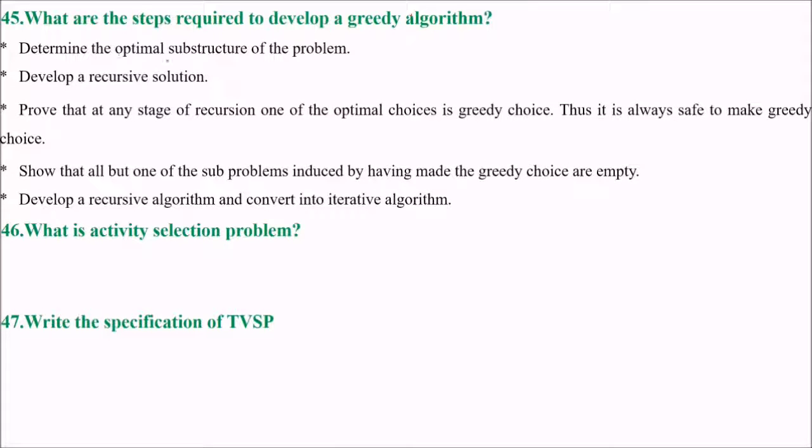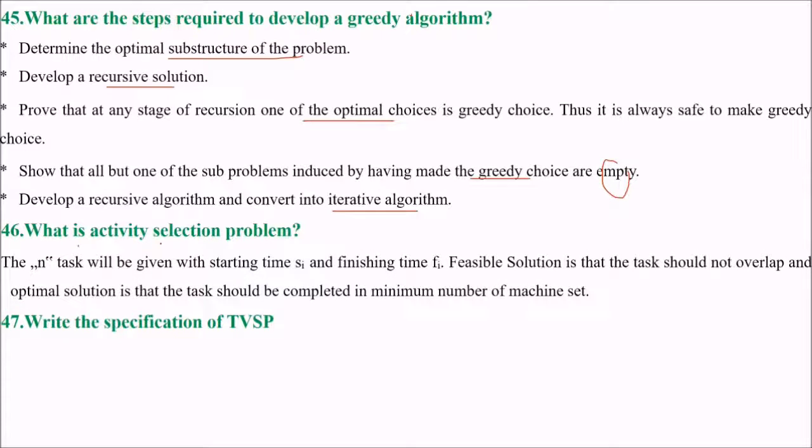What are the steps required to develop a greedy algorithm? First, we determine the optimal substructure of the problem. When we develop a recursive solution, we prove that at any stage of recursion, one of the optimal choices is a greedy choice. Thus, it is always safe to make a greedy choice. Then we show that all but one of the subproblems induced by having made the greedy choice are empty. Then we develop a recursive algorithm and convert it to an iterative algorithm.